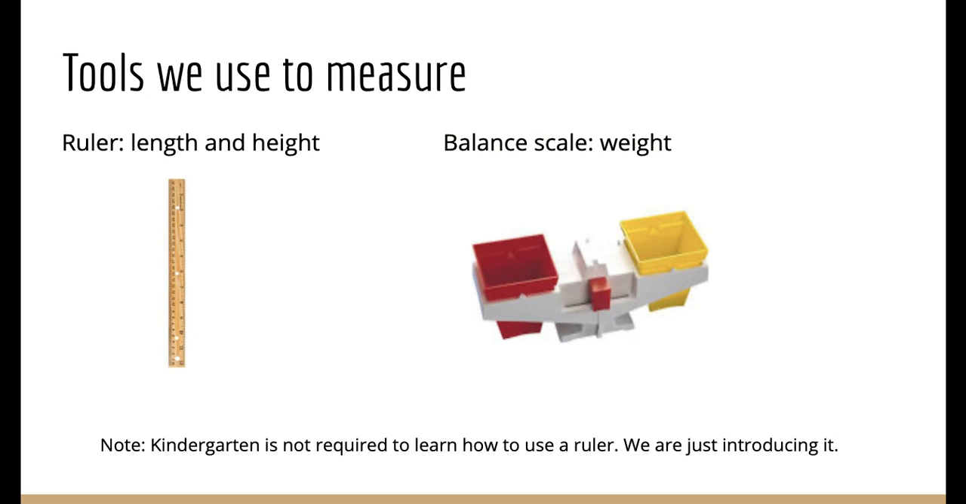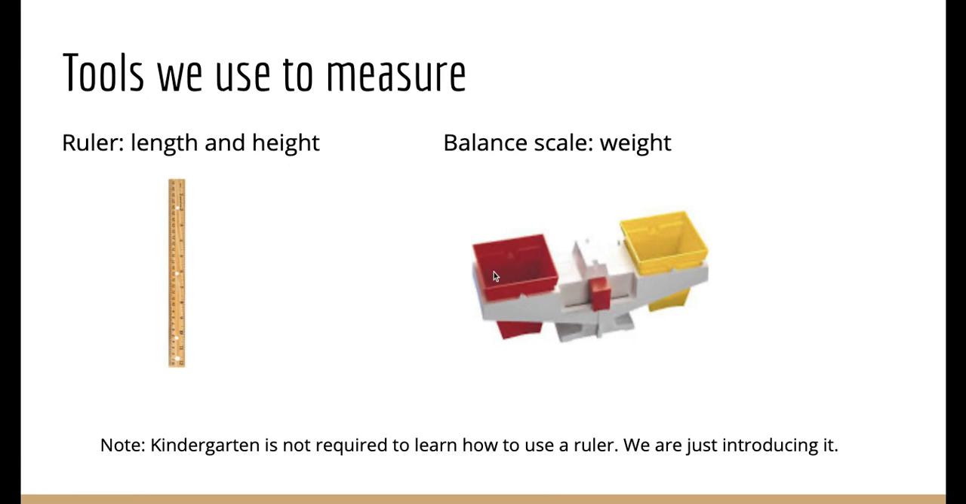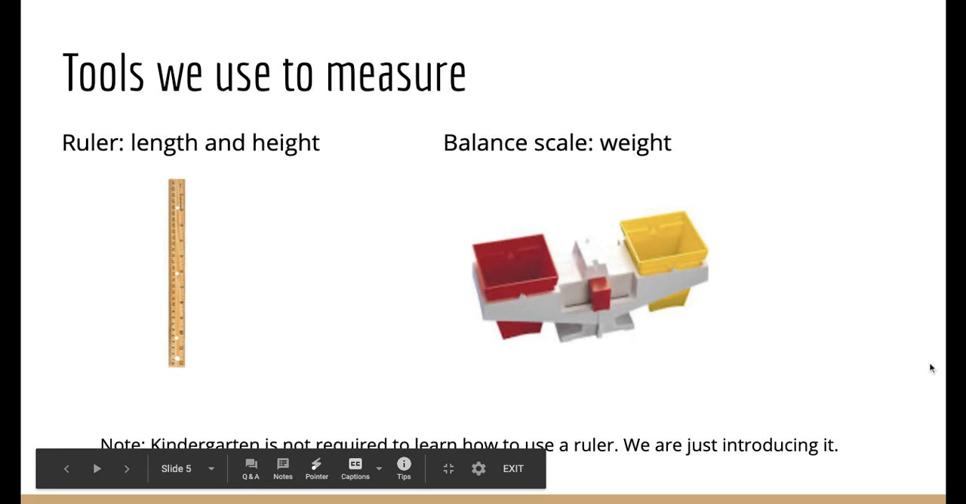So let's go ahead and talk about tools that we might use to measure. On the left here, we have a ruler, and with rulers, we might use them to measure length and height. And then again, this is the balance scale, and we did use this a little bit in kindergarten this year to practice weight measurement. And remember, when we put objects in both sides of the scale, whatever side went down the lowest, that would be the heavier object.